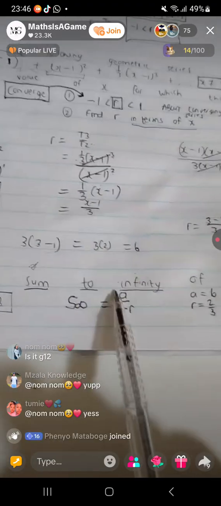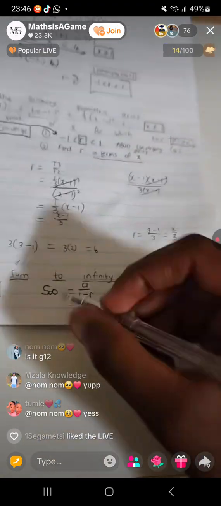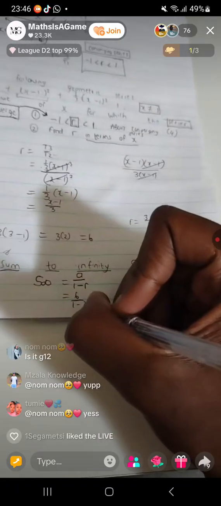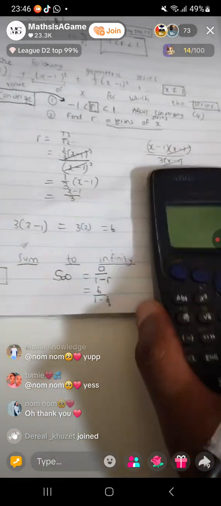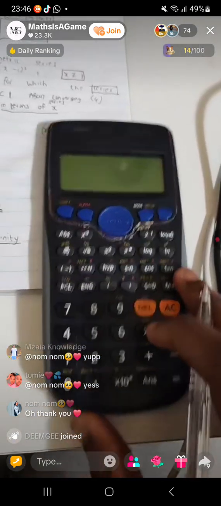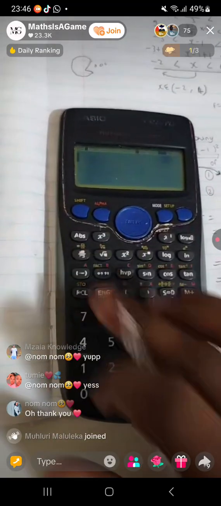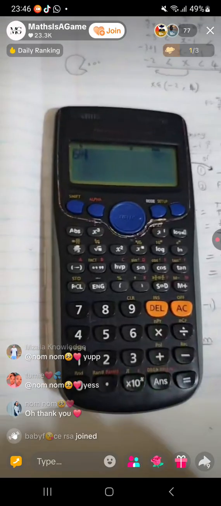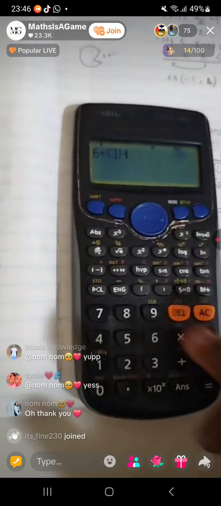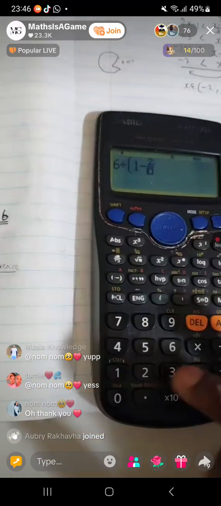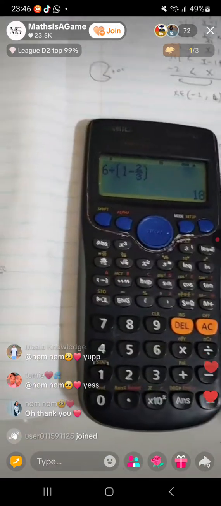Now we take the a, we go and substitute. We take the r, we go and substitute. Then we use our calculator, guys. Just our calculator. And we plug this in and get the answer. Simple as that. So I'm going to say 6 divided by 1 minus 2 over 3. The answer is 18.